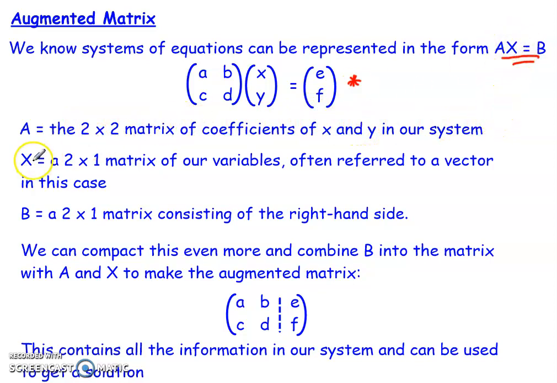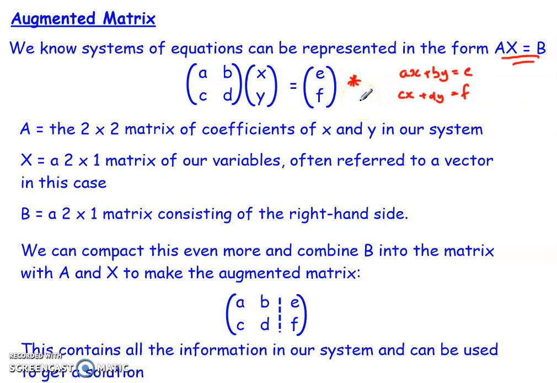The matrix X is a 2x1 matrix of our variables, often referred to as a vector in this case. And the B is a 2x1 matrix consisting of the right-hand side of the system of equations. So for example, this one here would represent AX plus BY equals E, and CX plus DY equals F. So that would be the system represented by these matrices here.